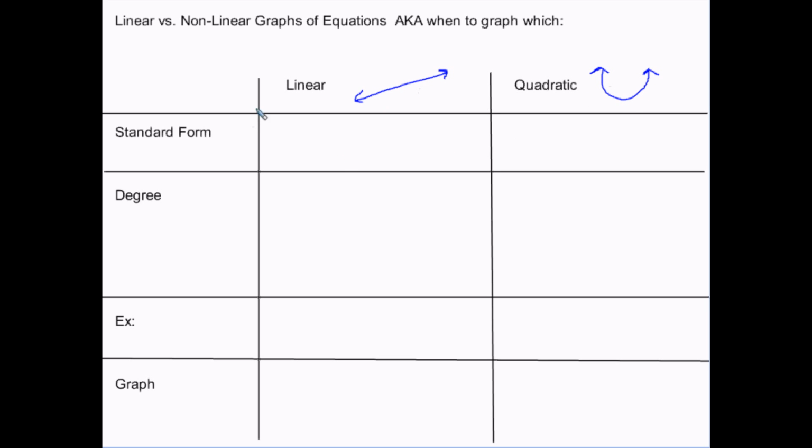Okay, the standard form of a linear equation. That's not how we write it though, is it? No, it's y equals mx plus b, where m is the slope and b is the y-intercept. Of a quadratic, you're going to have an x squared. So this is really the indicator, x or x squared. Our degree, this is a first degree or a degree of 1.